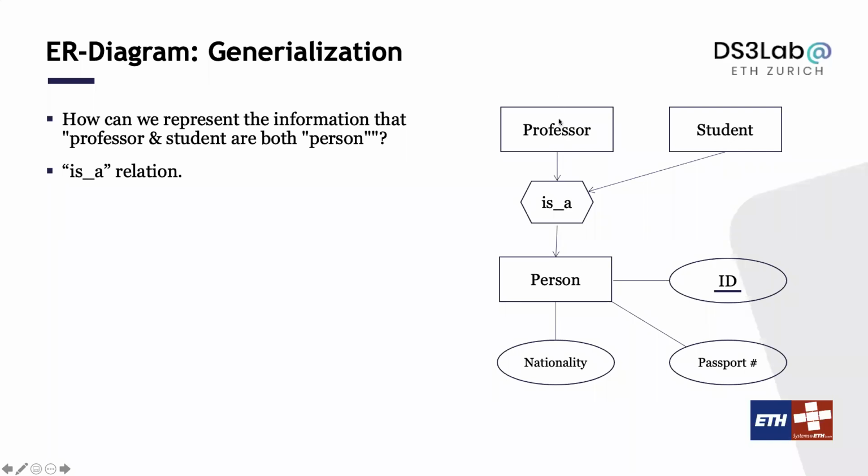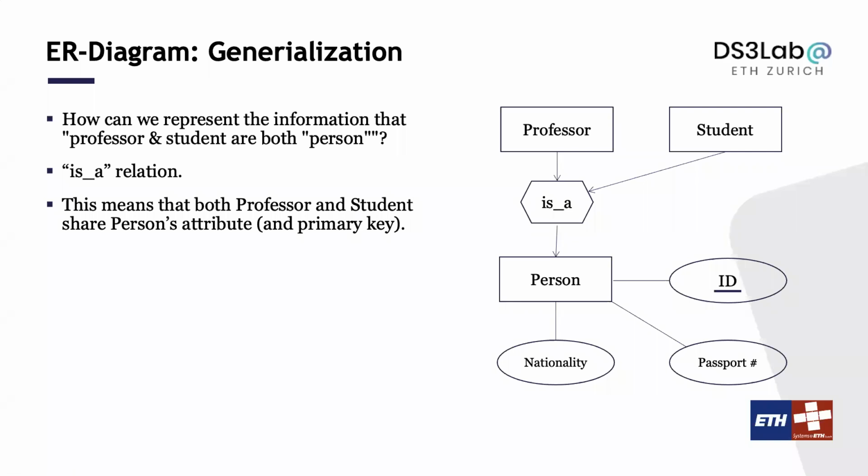It means that for any entity in the entity set professor, it needs to share all the attributes that you have as a person. If a person has ID, nationality, and passport, then any professor will also have those three attributes. And similarly, any student will also have those three attributes, right? You can have additional attributes for professor and additional attributes for students, but when you have this type of generalization structure, it means that for all the attributes specified for person, professor will also have them.